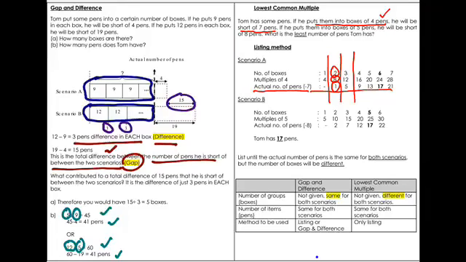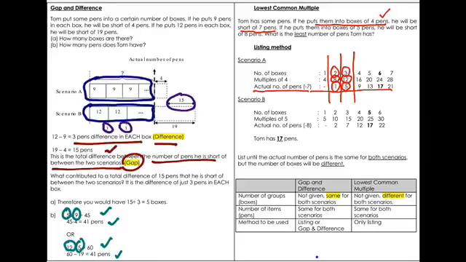If there are 3 boxes and each box has 4 pens, he will need a total of 12 pens, but again he doesn't have so many pens, he's short of 7 pens. So 12 minus 7, the actual number of pens he has is only 5. Then you should continue listing for scenario A.